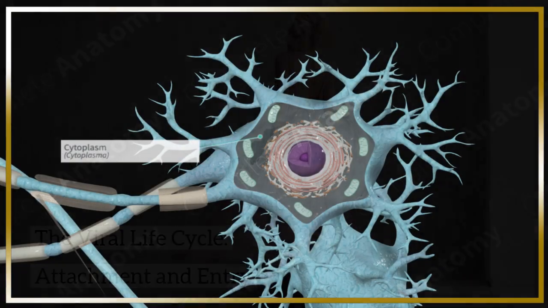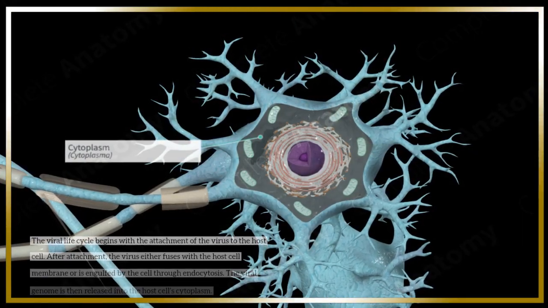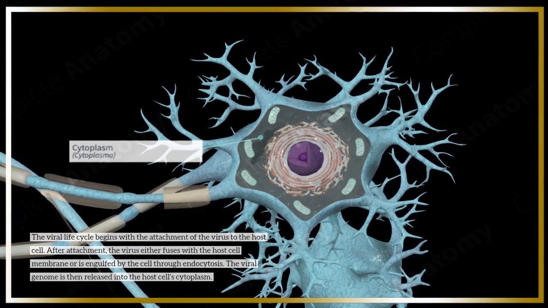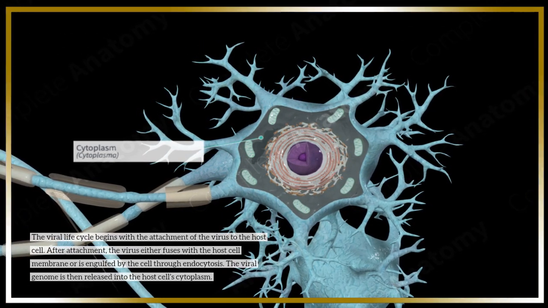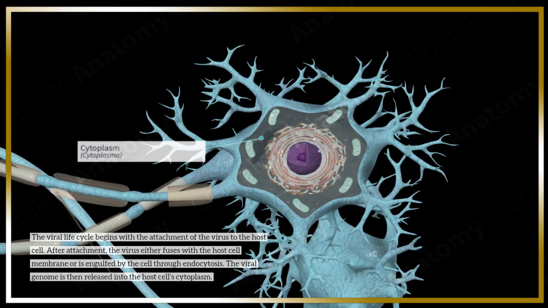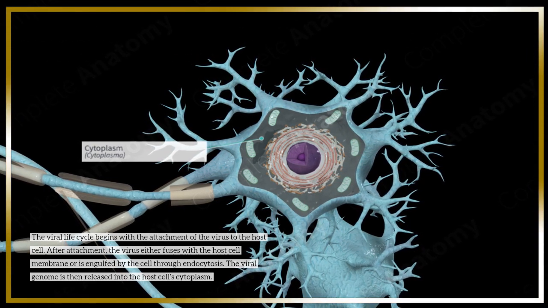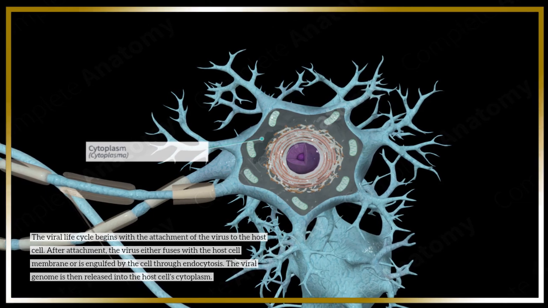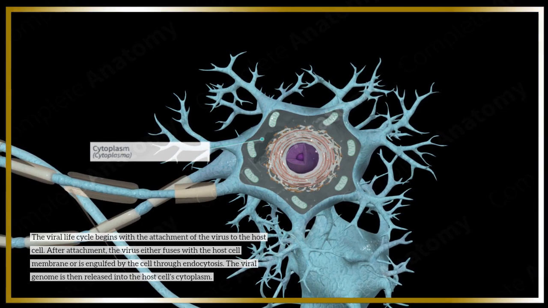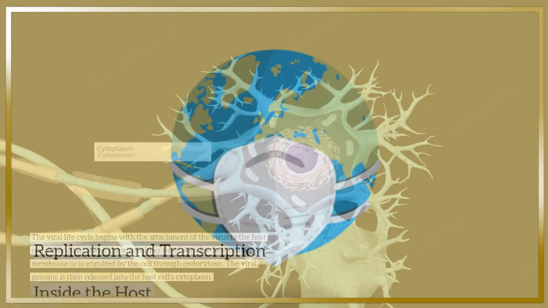The viral life cycle. Attachment and entry. The viral life cycle begins with the attachment of the virus to the host cell. After attachment, the virus either fuses with the host cell membrane or is engulfed by the cell through endocytosis. The viral genome is then released into the host cell's cytoplasm.